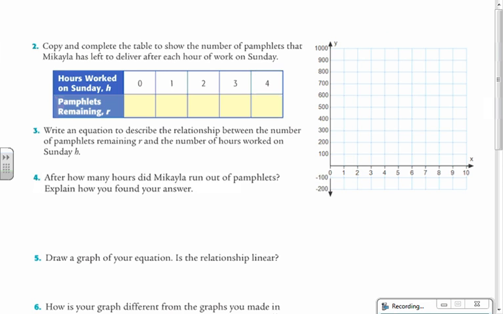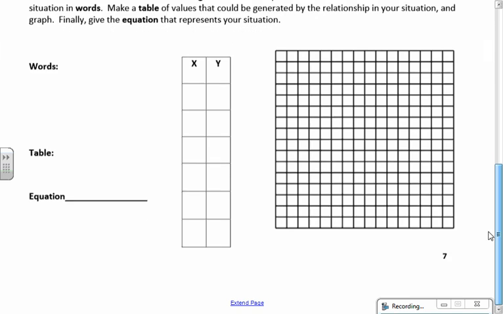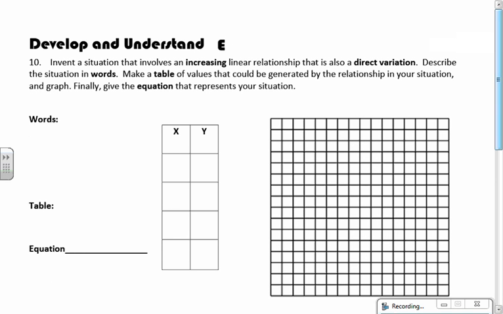Okay. Let's go to this page. We're on page 7 right now. And we are going to invent some situations here so you can see exactly what a direct variation is. Number 10 says invent a situation that involves an increasing linear relationship that is also direct variation. Describe the situation in words, make a table of values that can be generated.